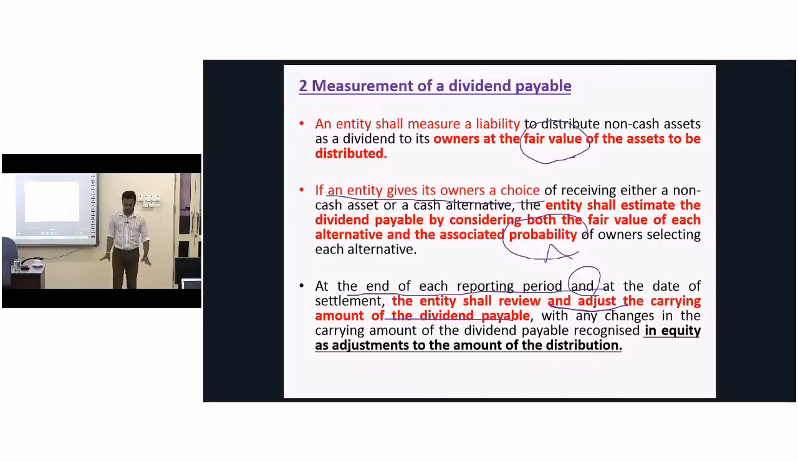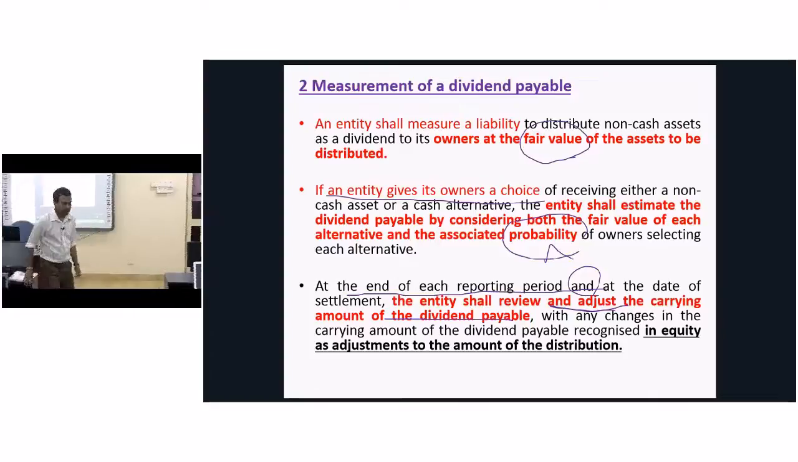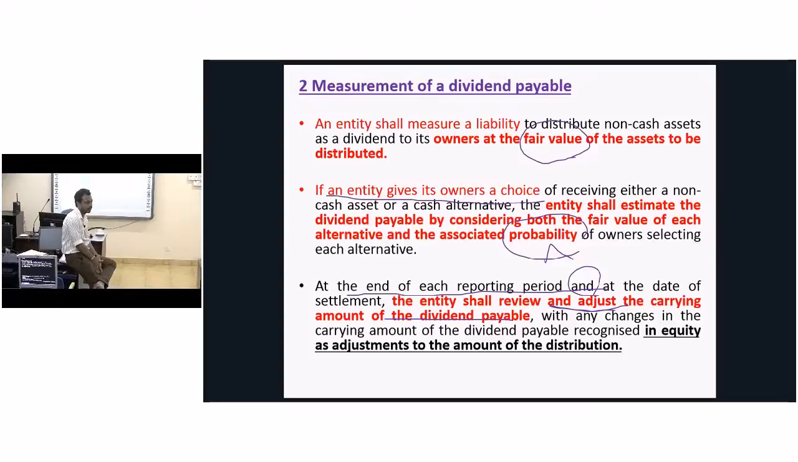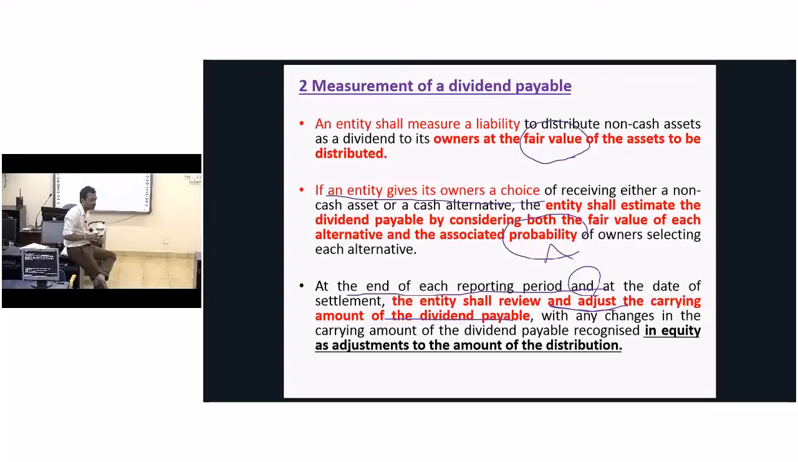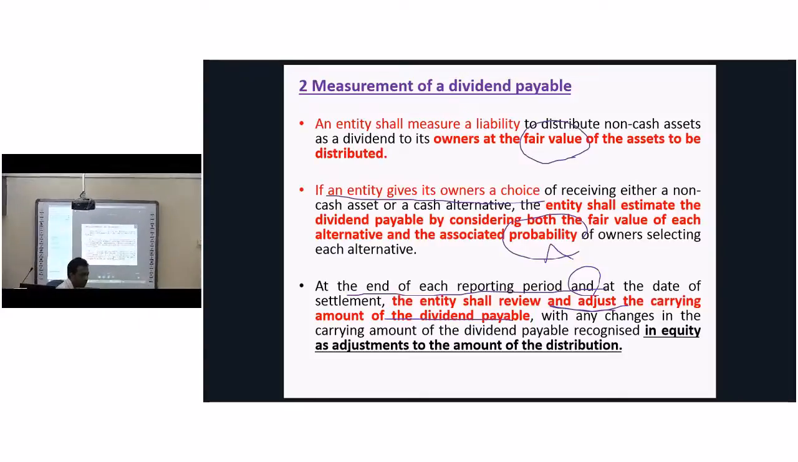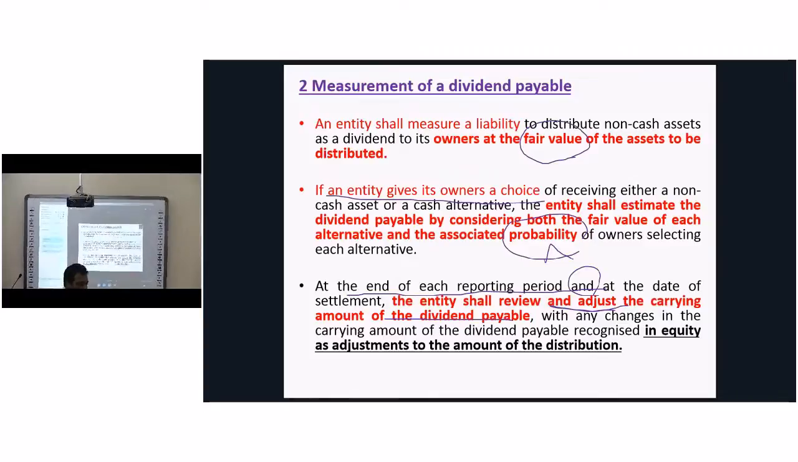So we learn a few things here. The first point we learn is that it is recognized as dividend payable when the decision is confirmed. How to measure the dividend? It's at fair value. How to calculate the fair value? If there are 2-3 options, take the fair value based on the probability of selection. We'll see how to do it. At the end of each year, we have to review or recheck the fair value.